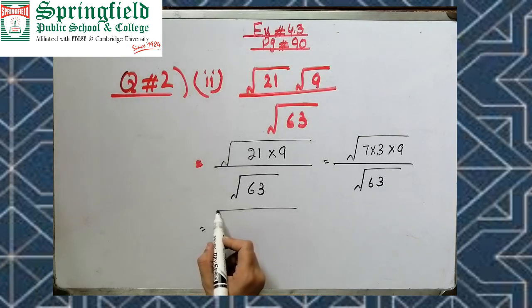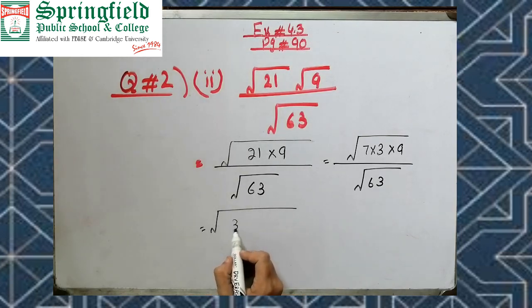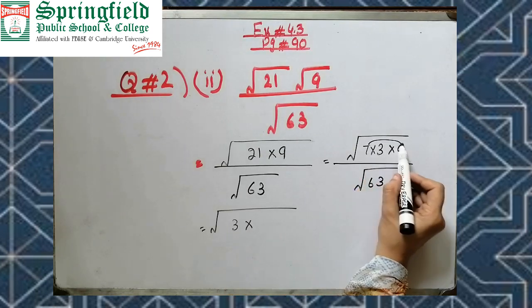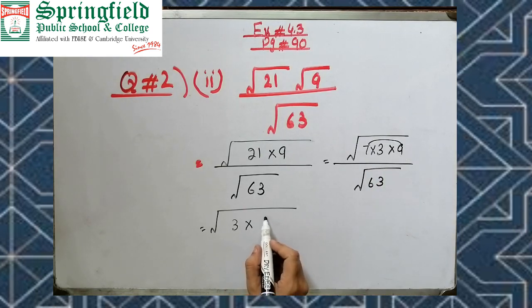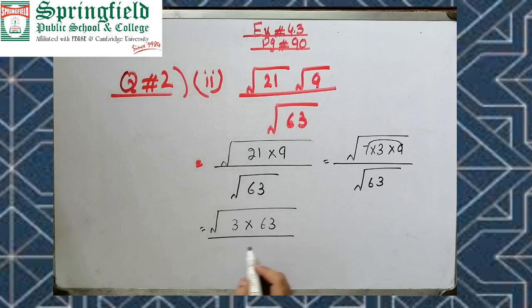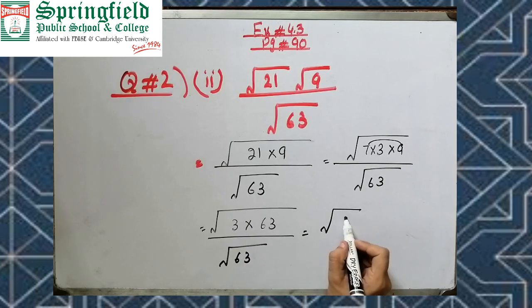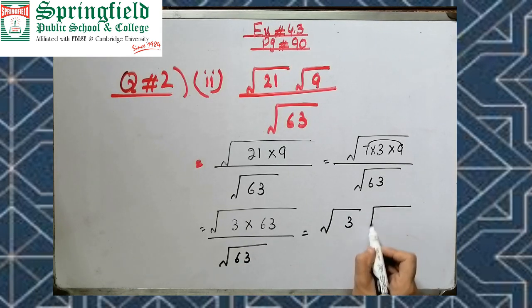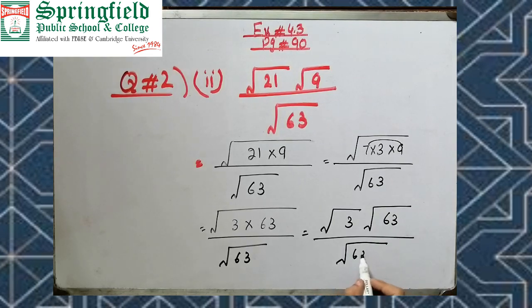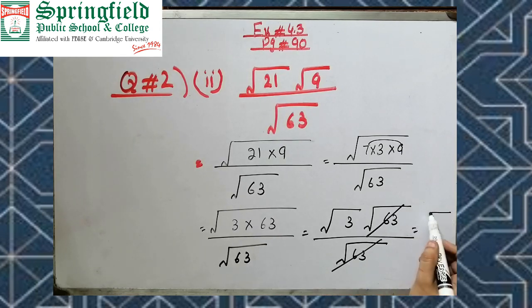and then 3 and multiply these two numbers, 9 multiply 7, and now separate the square root of 3 and 63 divided by 63, and it can be cancelled, and just under root 3 is left after simplification, and this is your final answer.